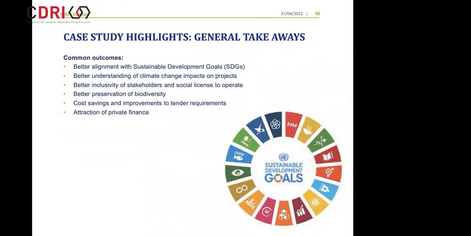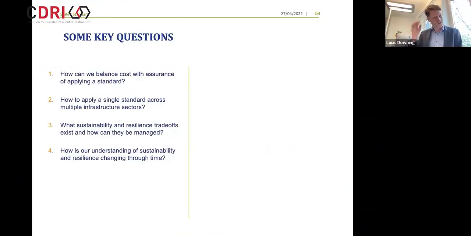Okay, fantastic. So just circling back to the key questions that we had at the start: how do we balance the cost of the assessments with the assurance that you get out of it? How can you apply a single standard across multiple infrastructure sectors? What sustainability and resilience trade-offs exist and how can they be managed? And how is our understanding of sustainability and resilience changing through time, and how do we embed that into the standard? So those are some of the key questions that I wanted to put on the table.